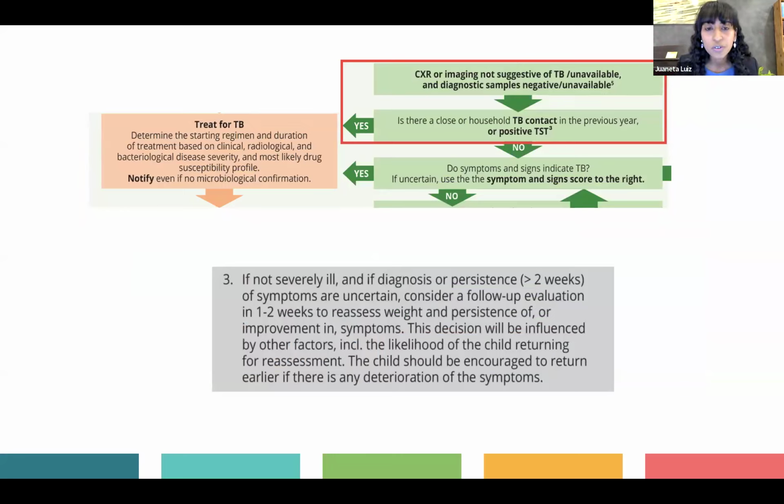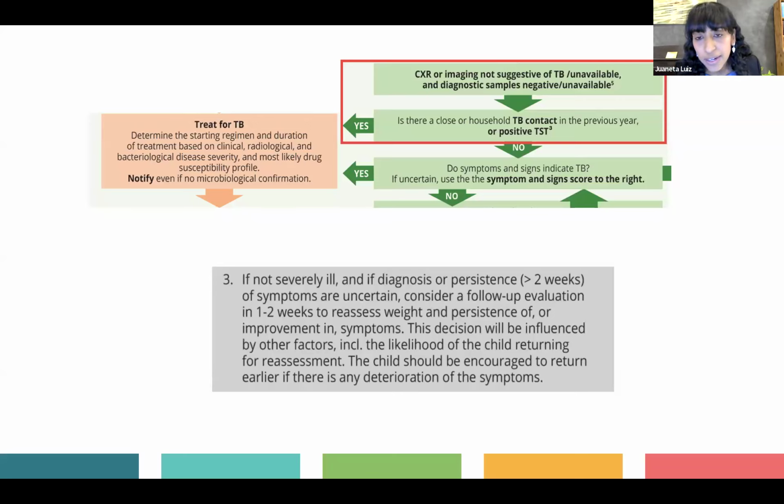But just to also say that if you're uncertain, and at this point you're seeing this child and you're like, I'm not really sure, even though they have a TB contact, that I really think they have TB, and the child is stable and the symptom duration is short, then you can give them the chance to follow up again in 1 to 2 weeks to reassess for symptoms.